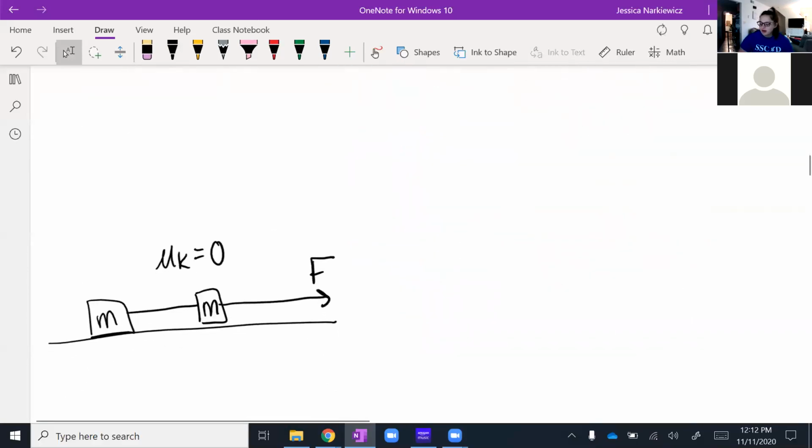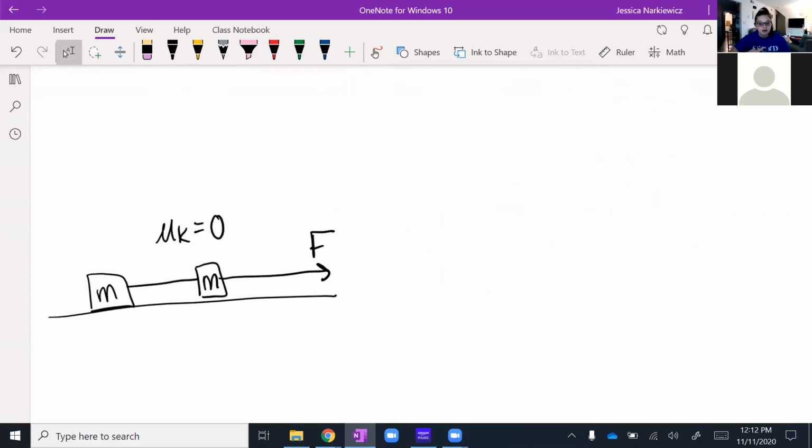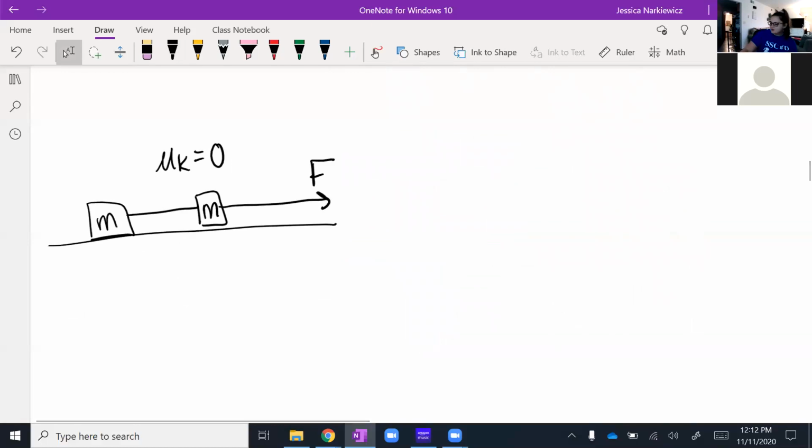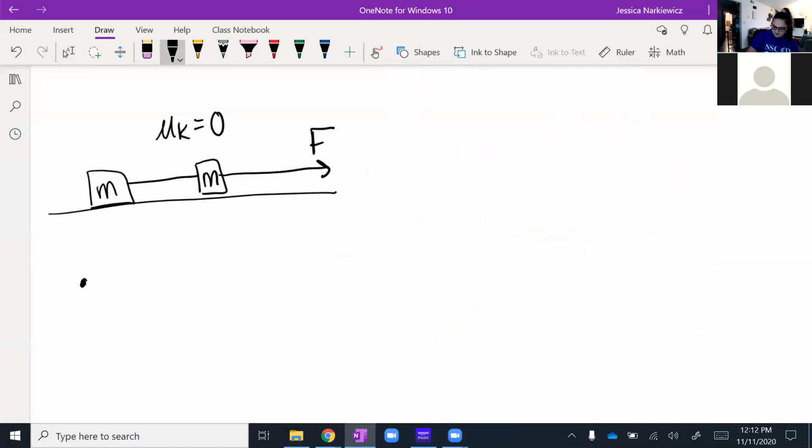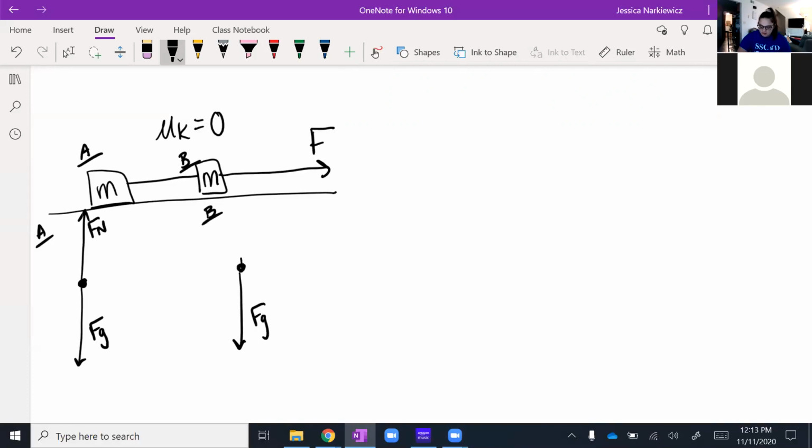Where things get a little bit more complicated is where we have multiple objects. So here I'm saying that this is a frictionless system. So if I was to draw the free body diagram for each of these masses independently, this first mass here, which I'll call mass A, and the second mass I'll call mass B, just to clarify some stuff. Mass A has a force of gravity, as does mass B. And since their masses are the same, their forces of gravity would be the same. And I have an upward normal force on both.